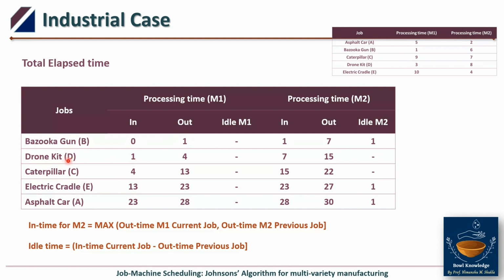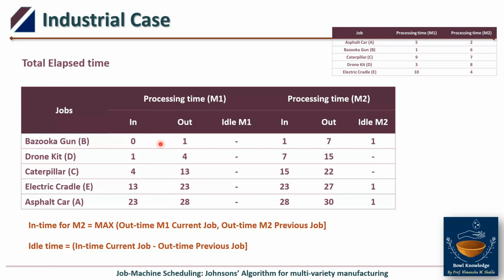Then what is the processing time of product D? It is 3. So 1 plus 3, 4. So 4 is the in time of product C. What is the processing time of product C? You can see here 9. So 4 plus 9 is 13. 13 is in time of the product E. Then what is the processing time of product E? 10. So 13 plus 10 is 23. So 23 is out time of product E as well as in time of product A. In this way you will get all the values filled for machine 1 very easily, because it is machine 1. It is always idle after processing one product.